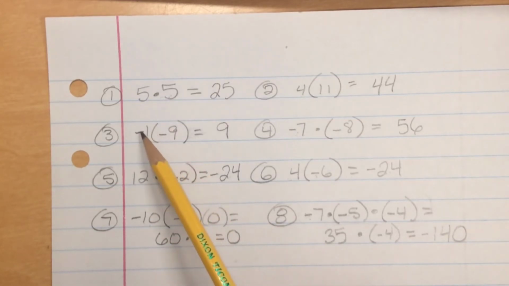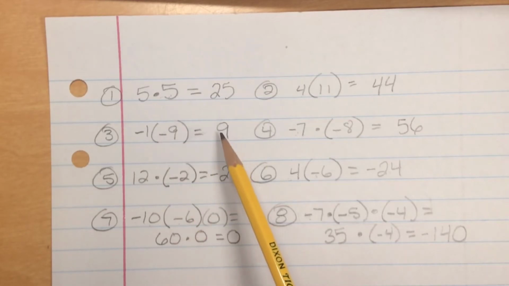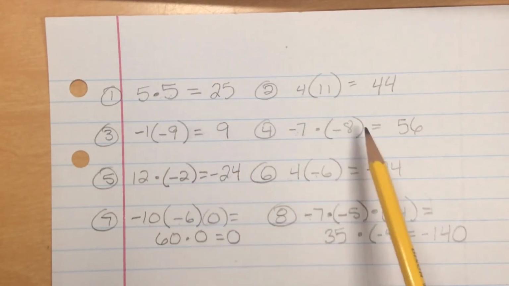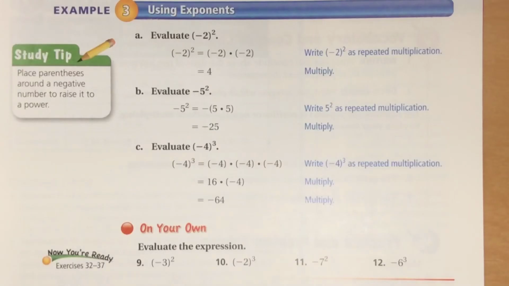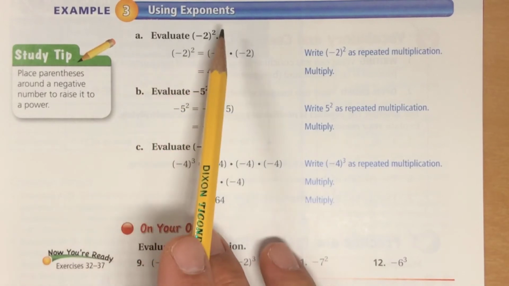An even number of negatives, positive. An even number of negatives, positive. But since we just do 2 at a time, you can say same sign, positive, different sign, negative. But when you have more than 2, be careful, you're only doing 2 at a time. Okay, 2 at a time. Good job. Well, the next part of this lesson is using exponents.